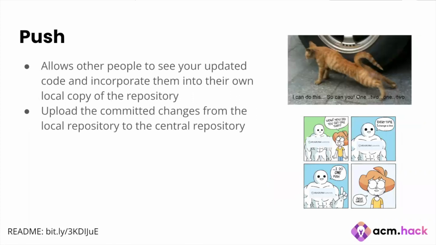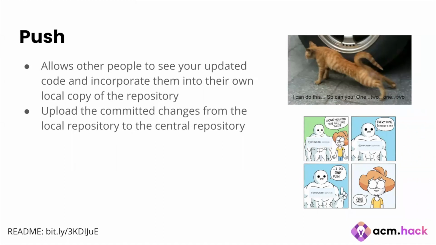To allow other people to see your updated code, you must push your code to the central repository. Pushing changes to the central repository involves uploading the committed changes from the local repository to the central repository. This allows other developers to access the changes and incorporate them into their own local copy of the repository.